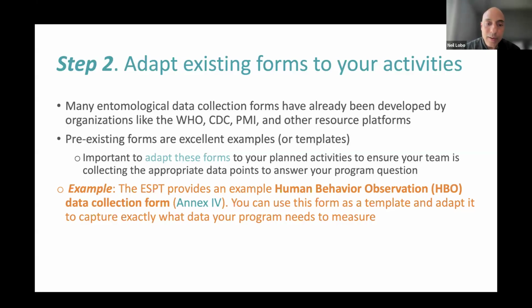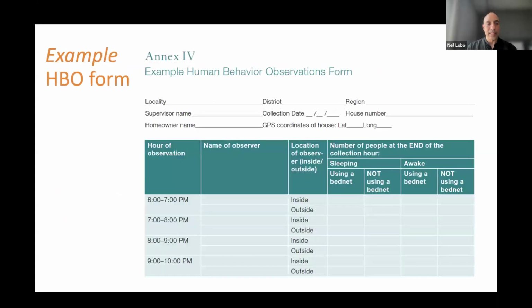If you look at the ESPT, there are examples of a few forms. An example of the human behavior observation form is on Annex 4. You can use this form as a template and adapt it to capture exactly what you need. And this is an example of the human behavior observation form. For example, you'd want to look at your locality, your district, your region, the person who's collecting it, your supervisor's name, the collection date, the house number, the homeowner's name, and you might want the GPS coordinates. And in this form, we're collecting the data from 6 to 7, 7 to 8, 8 to 9, 9 to 10. I think it goes on, but let's pretend it stops at 10.